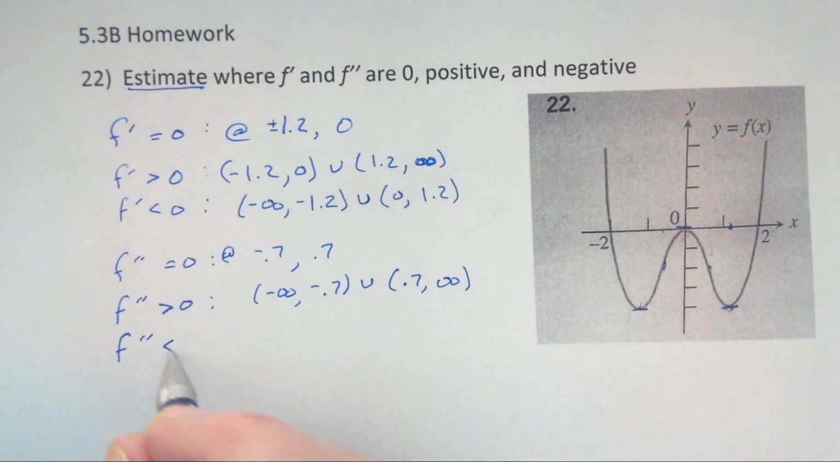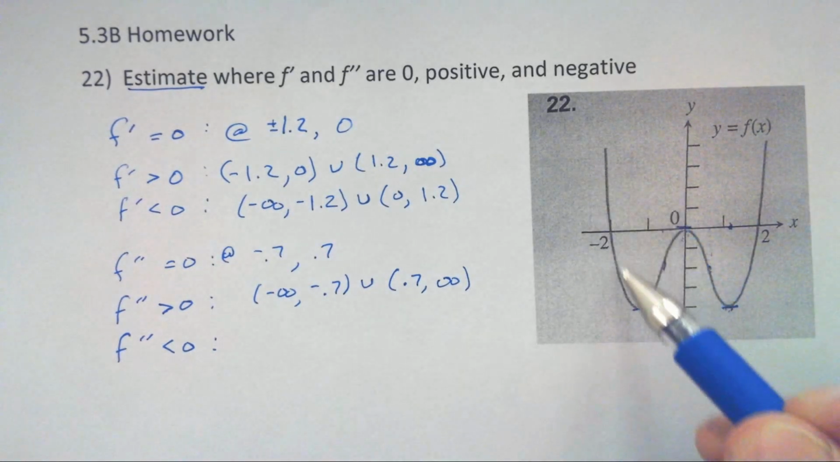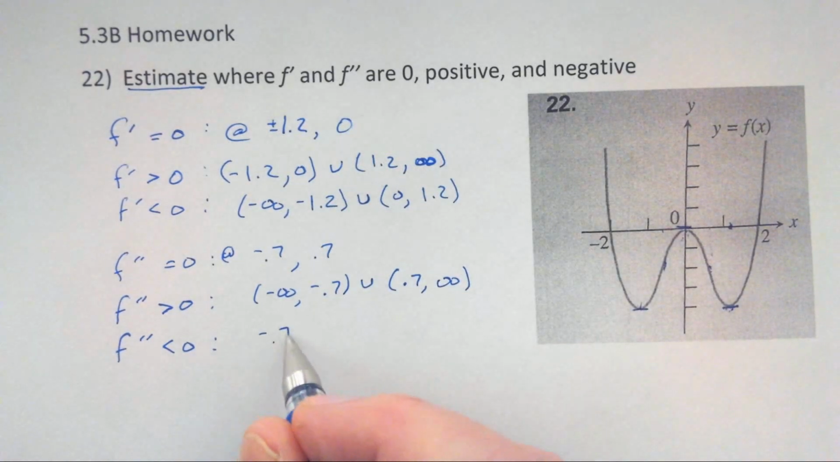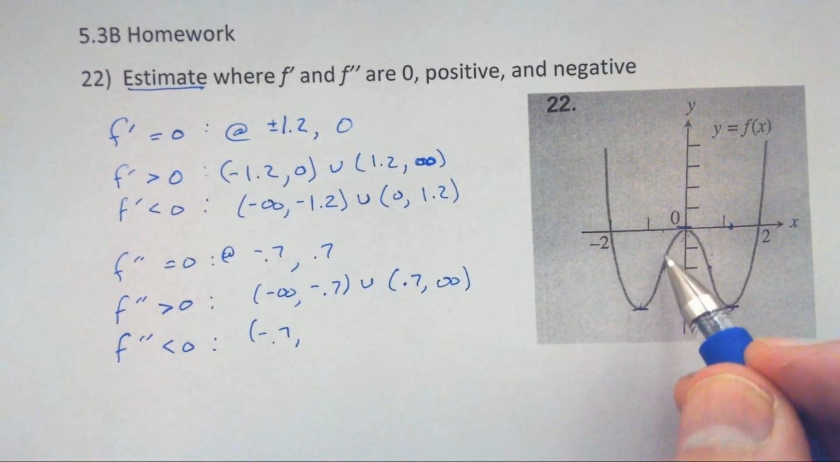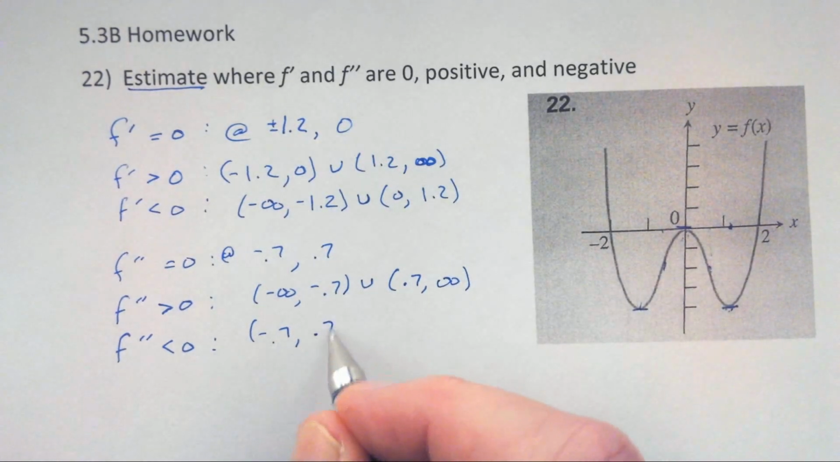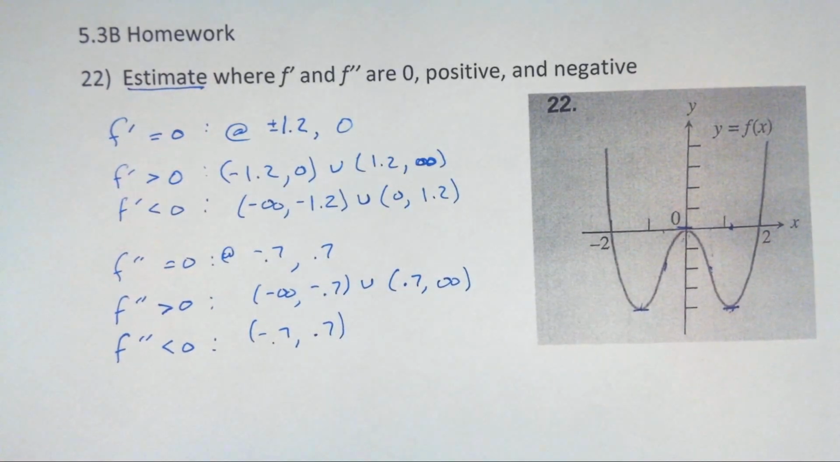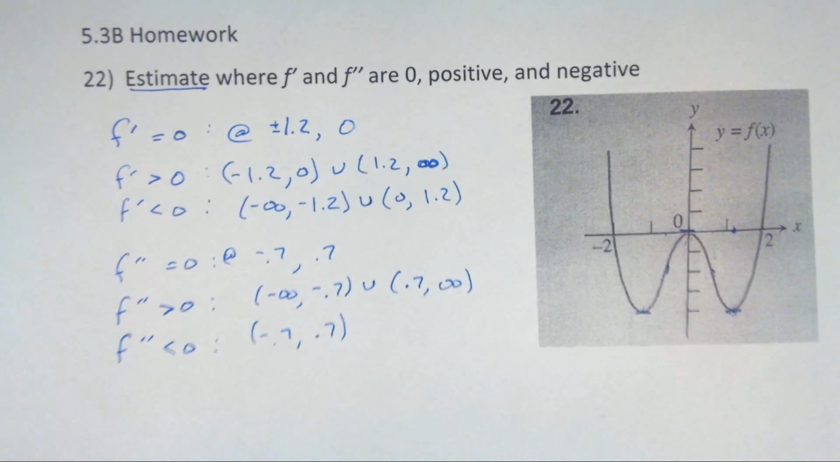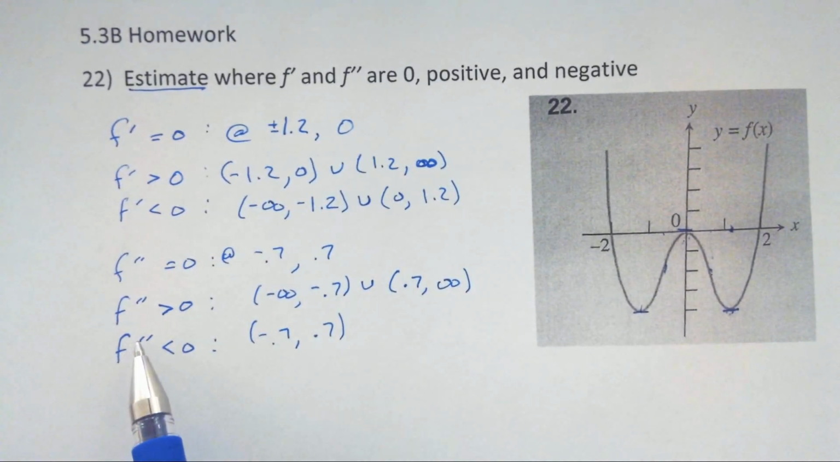And when are we cupping down? When is the second derivative less than 0? Starting cupping down at that estimated -0.7, still cupping down until we get to that estimated 0.7. Okay? So we just have to read that right and realize talking about the second derivative may not be the best way to talk about this. We should talk about the cupping or the concavity.